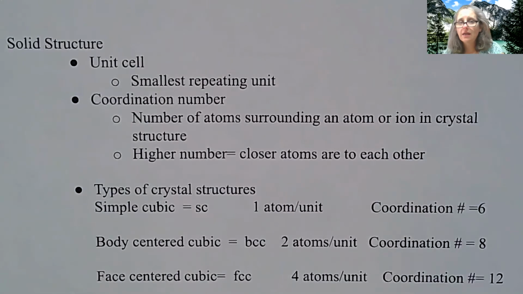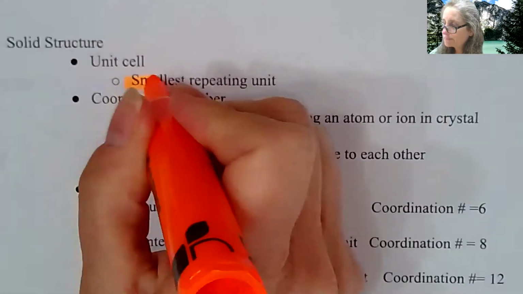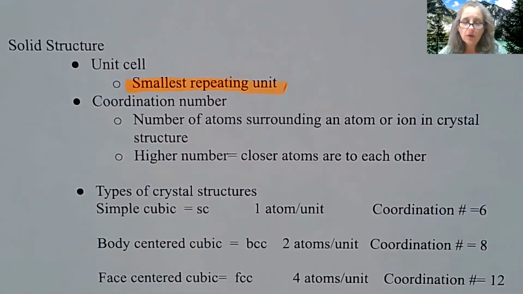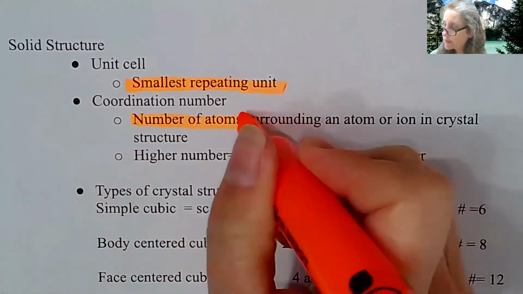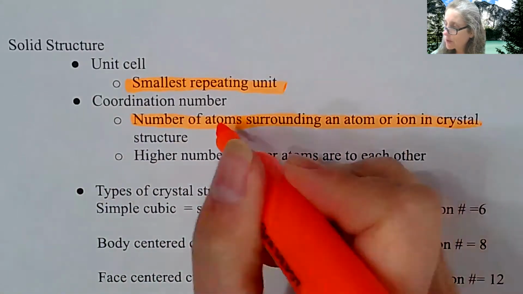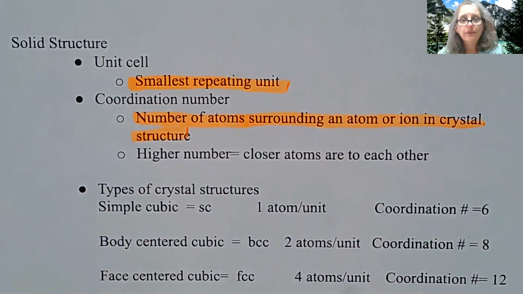So again, unit cell is the smallest repeating unit, and you can then break it down into those cubes. If you have them in those cubes, you have something called a coordination number. Coordination number is the number of atoms surrounding an atom or ion in the crystal structure.